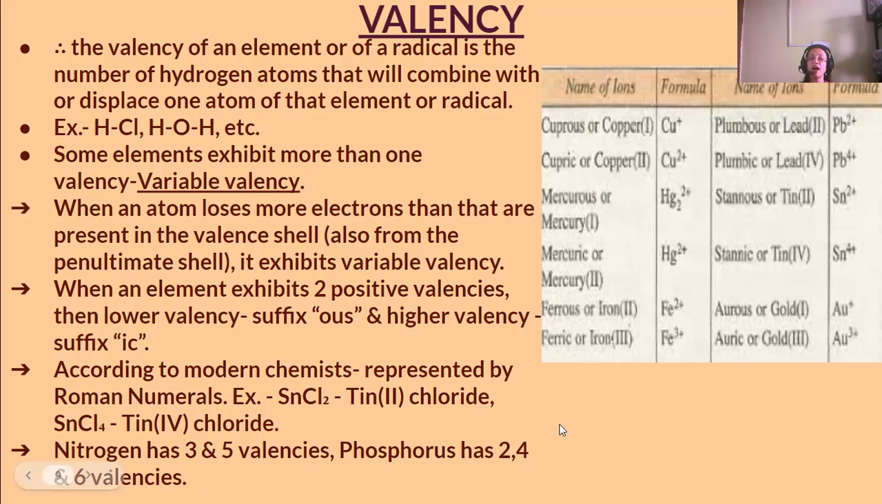Now nitrogen has 3 and 5 valencies. Phosphorus has 3 and 5 valencies. So even non-metals do exhibit some different variable valencies.